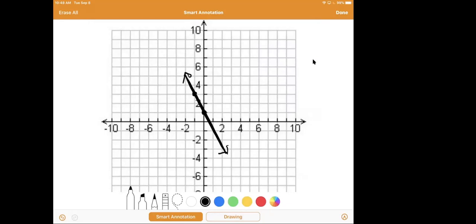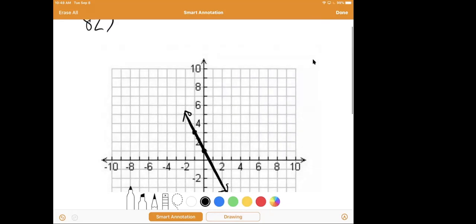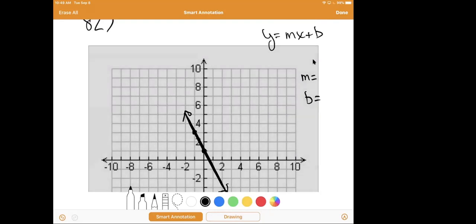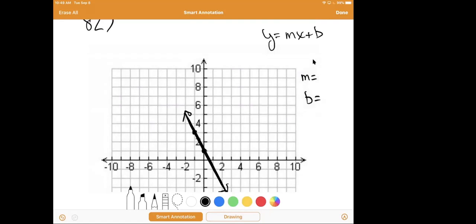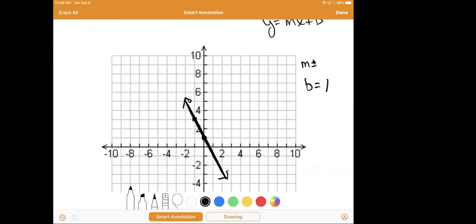So remember, we want to write it in the form y equals mx plus b. And so we need to identify m and b. And b is the easiest thing to identify. It's the y-intercept. So what is b here? 1. 1, thank you. Now, will this line have a negative or a positive slope? Negative. Yes, it is a negative slope because it is going down from left to right.